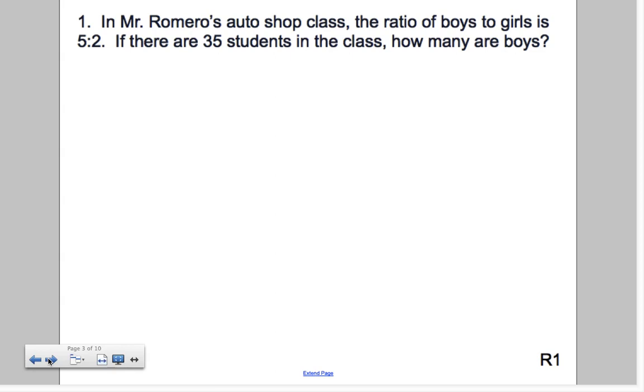The nice thing about this is, once you have a problem like this, what if instead of finding boys, I wanted you to tell me the ratio of boys to the total of kids in the class? The ratio.